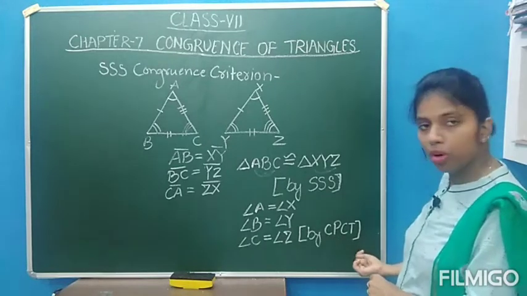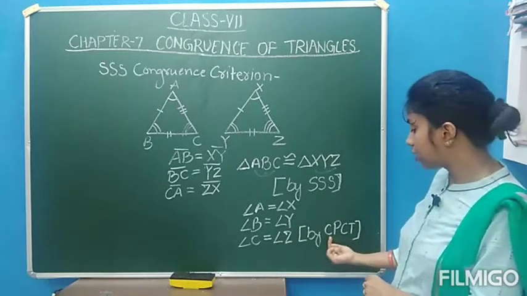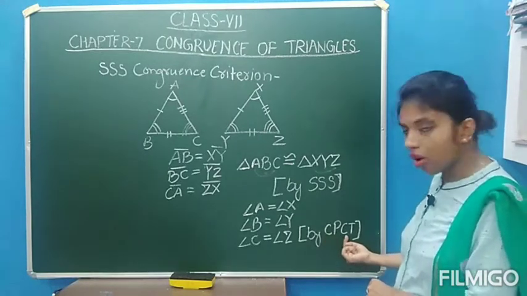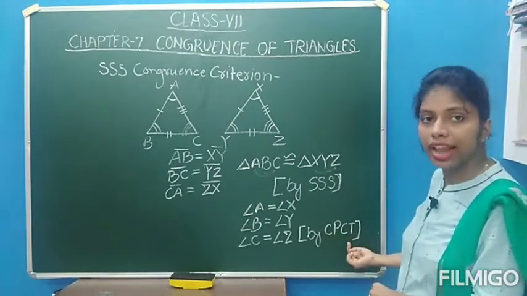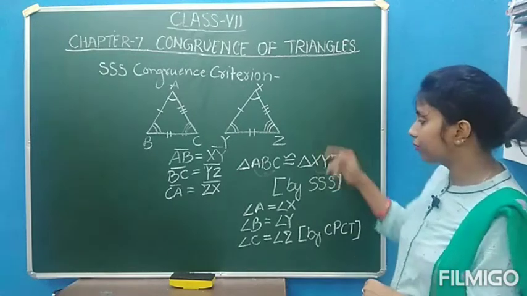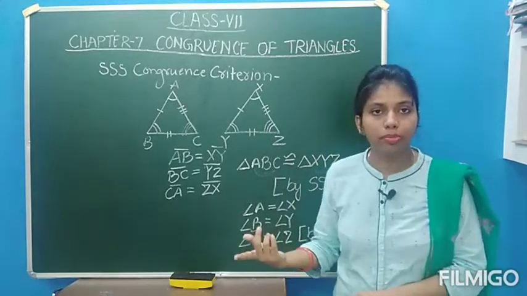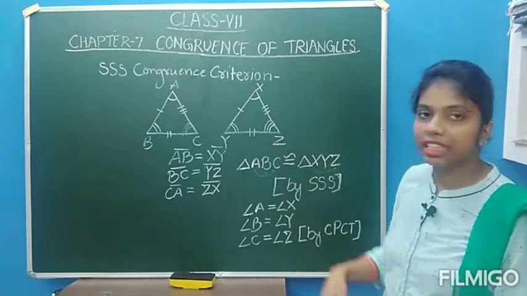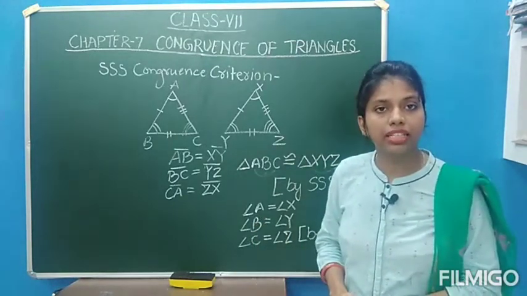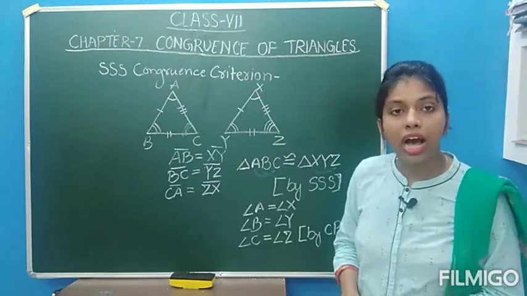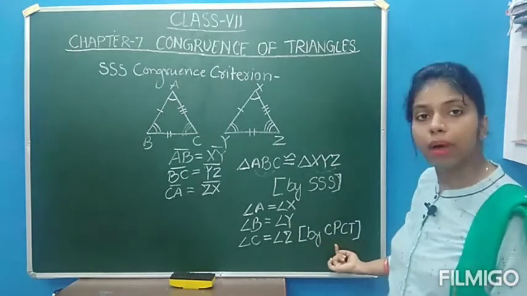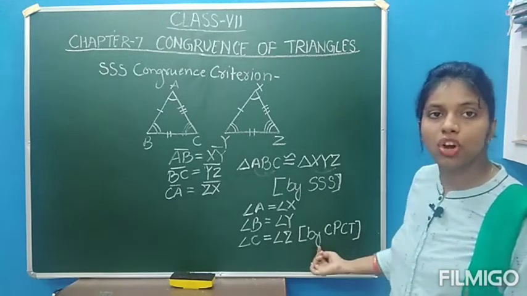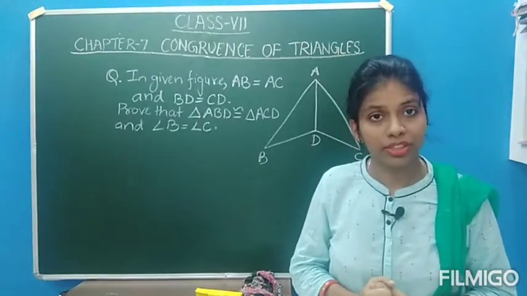CPCT. What is the full form of this CPCT? It is corresponding part of congruent triangle. Okay, so clear? If these two triangles are congruent by the side criteria, we can say that their corresponding angles are also equal. How? By the corresponding part of congruent triangle. So in short, let's solve this question.